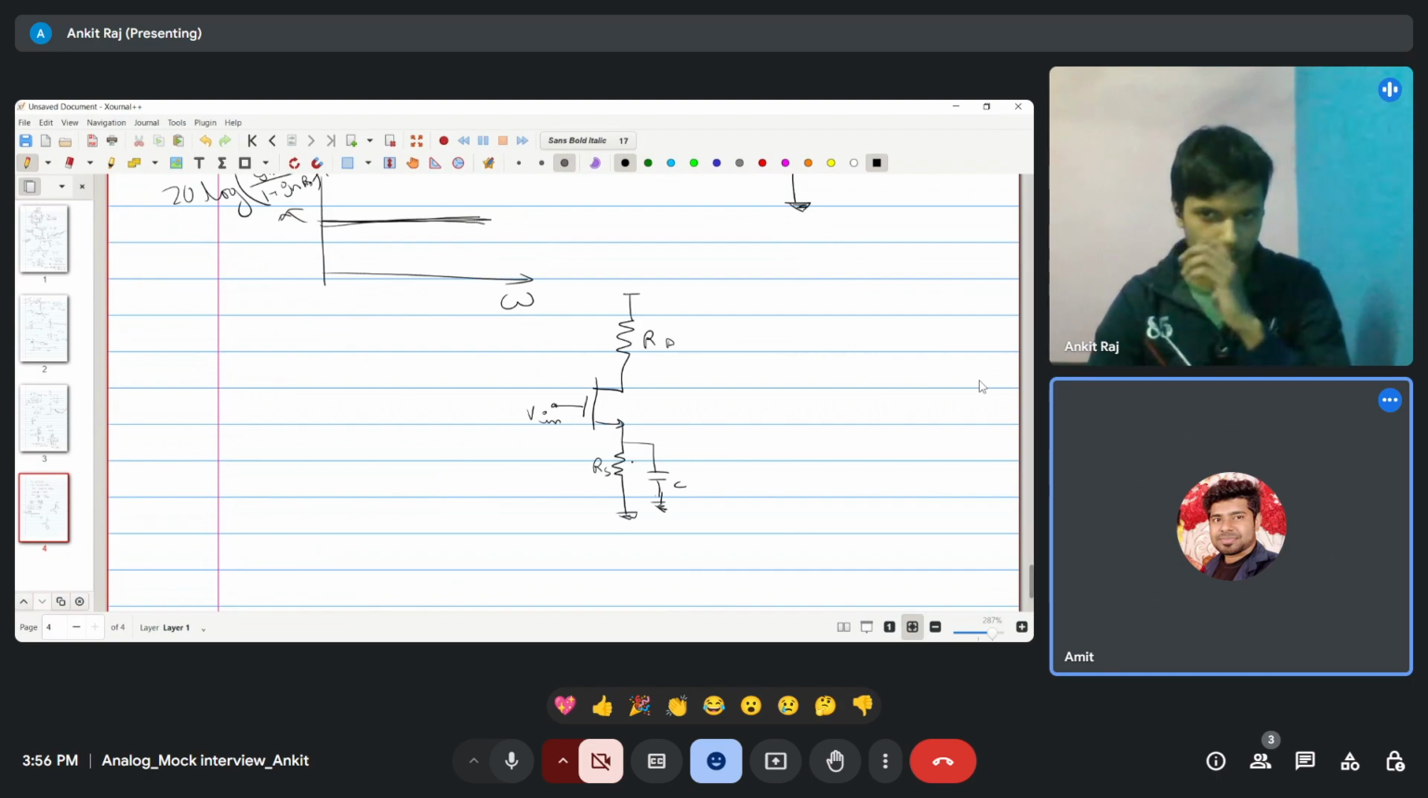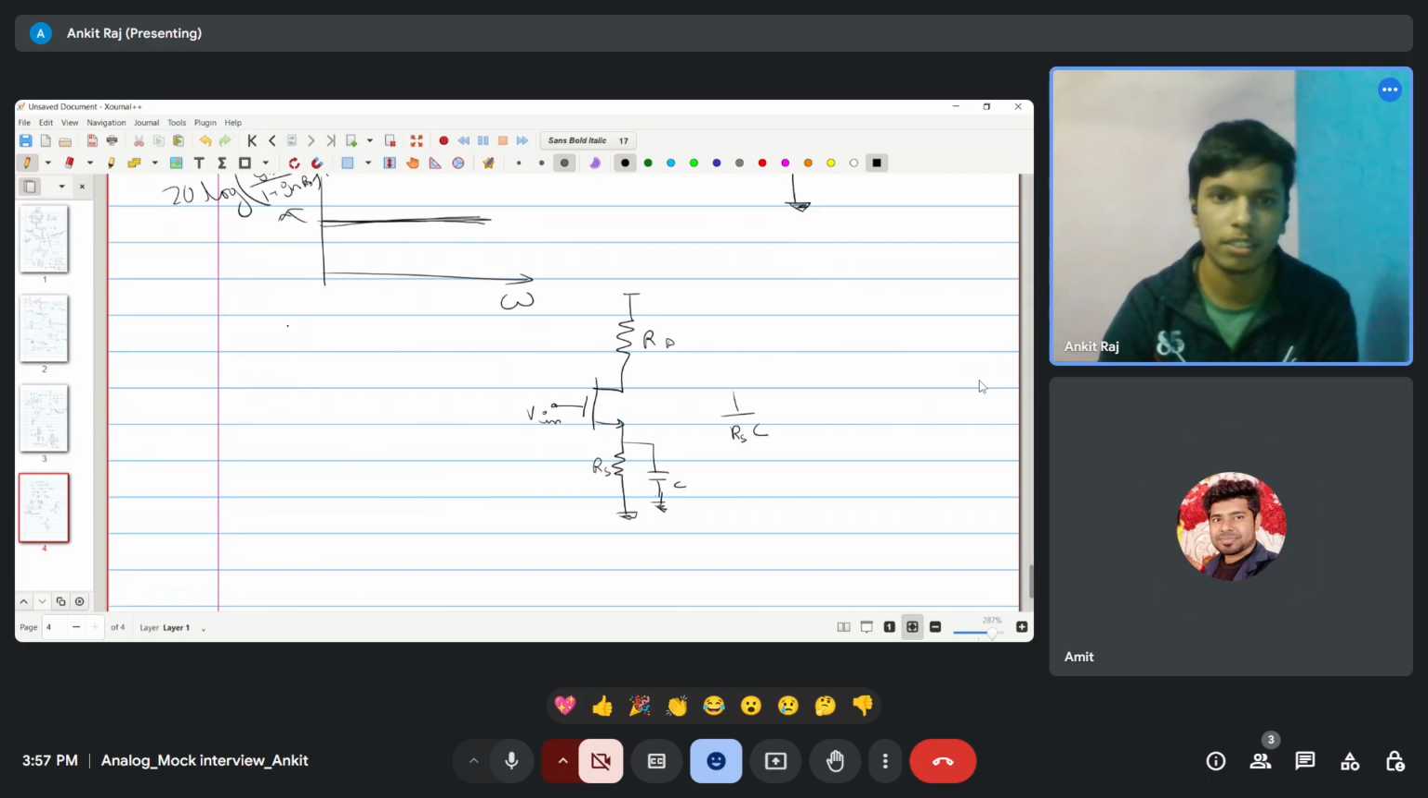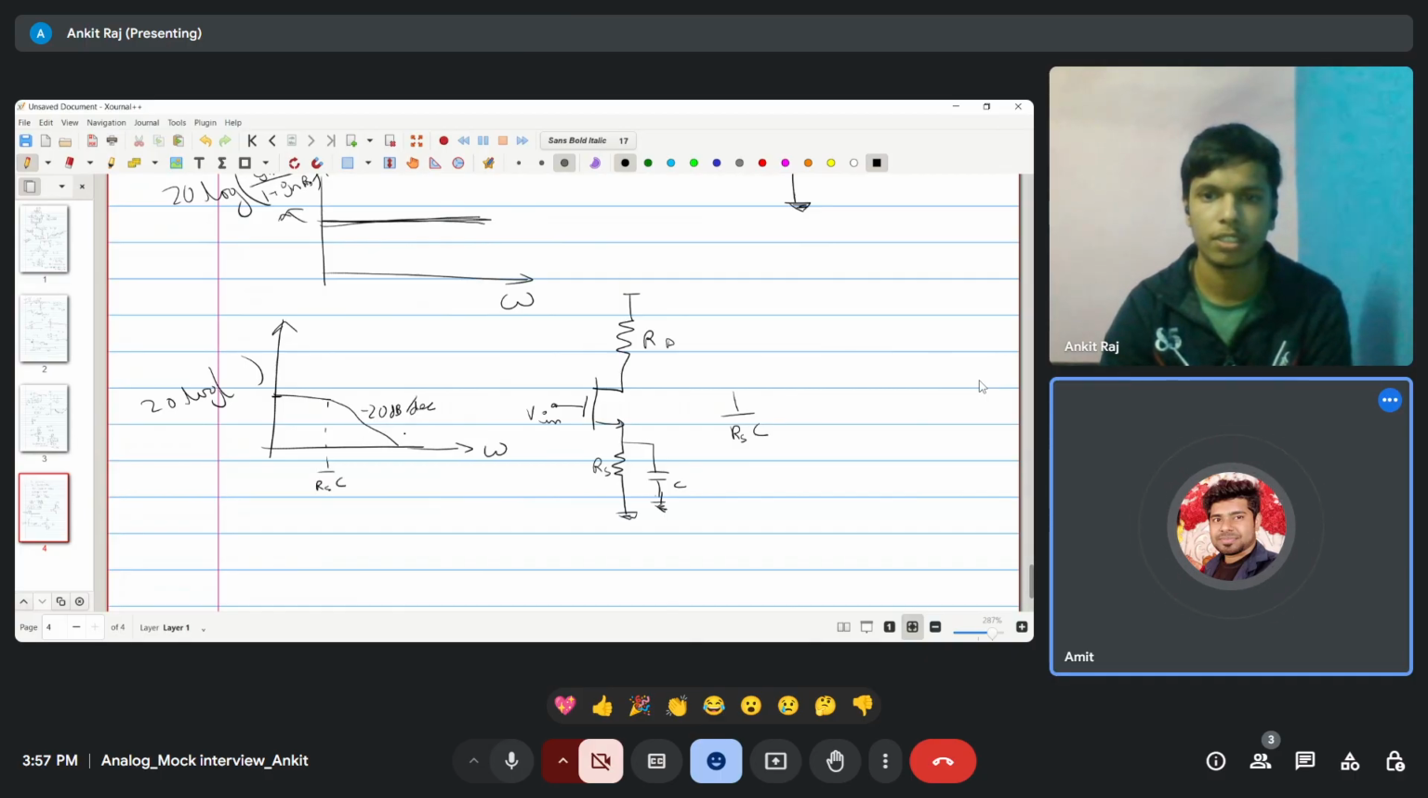So at small frequency, the DC gain will be the same since the capacitor will be open circuited, and there will be a pole location. The pole location will be 1 by RSC. Here we encounter a pole. After this, the gain will decrease at minus 20 dB per decade with omega, and this will be 20 log of the gain we calculated.